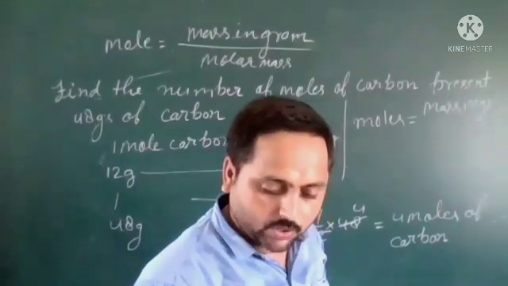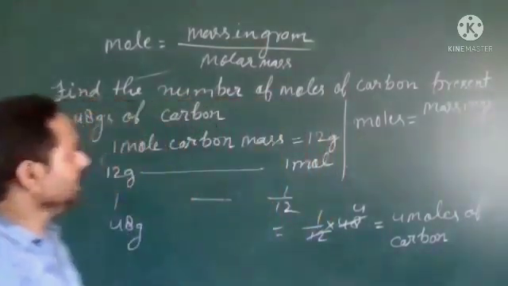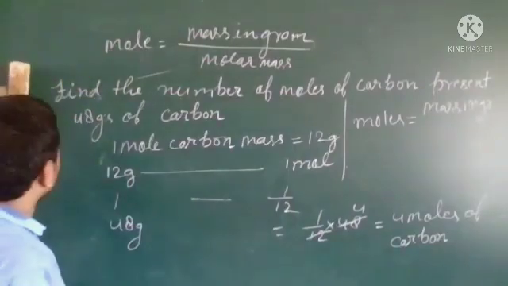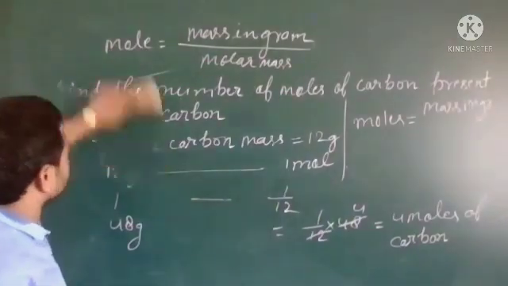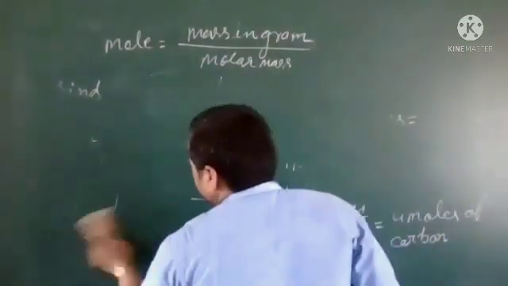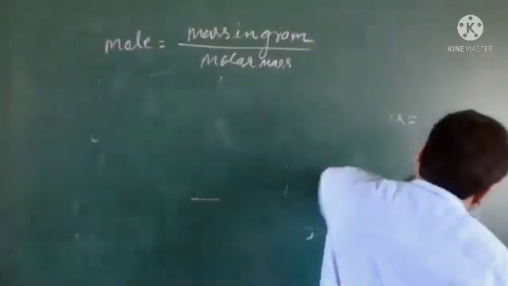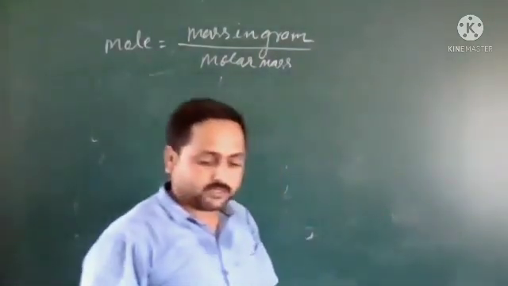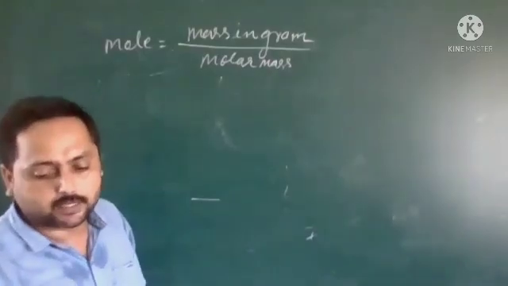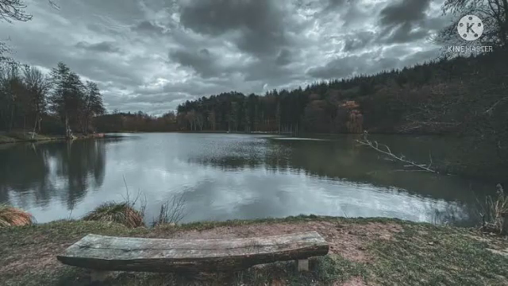This formula we got here, and with the help of this we will solve some questions. Yes, we have to remember it. So one more question I am writing here. Find the number of moles of oxygen atoms present. Moles equal mass of substance in gram divided by molar mass.